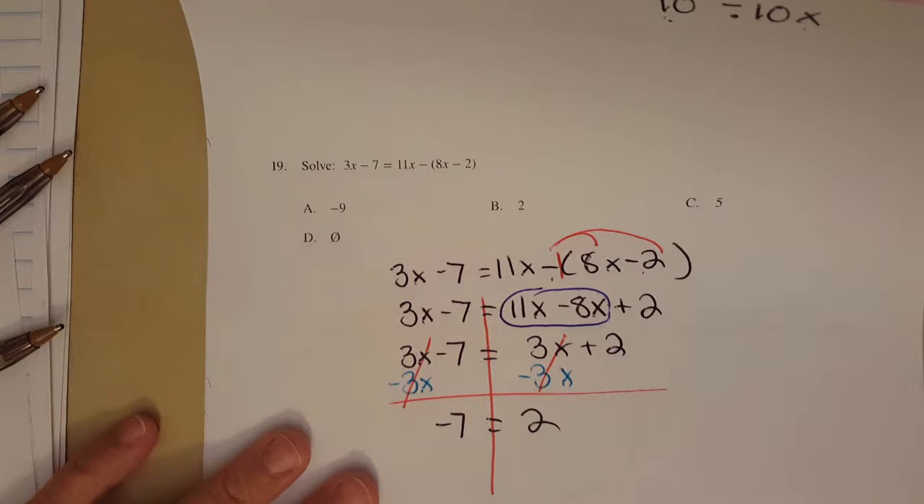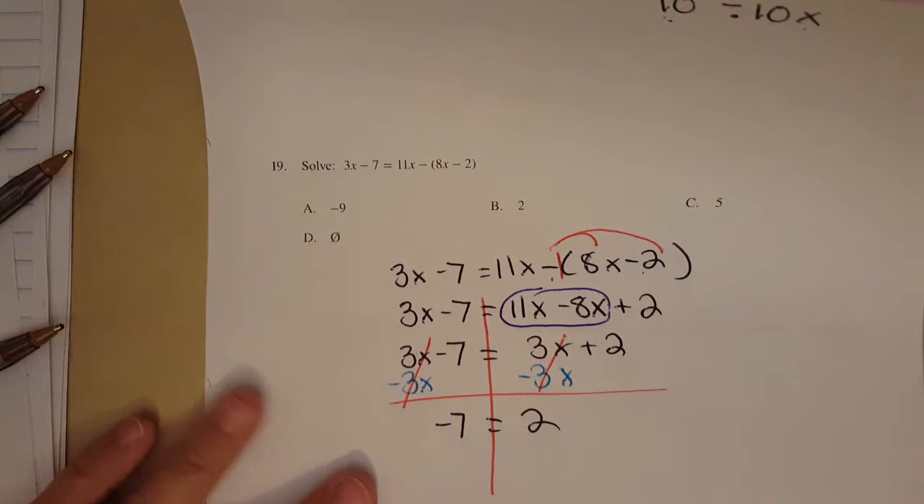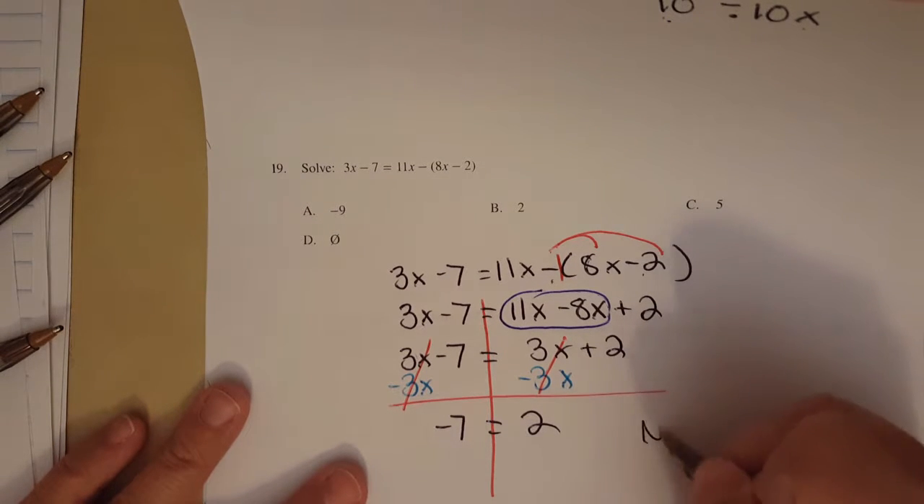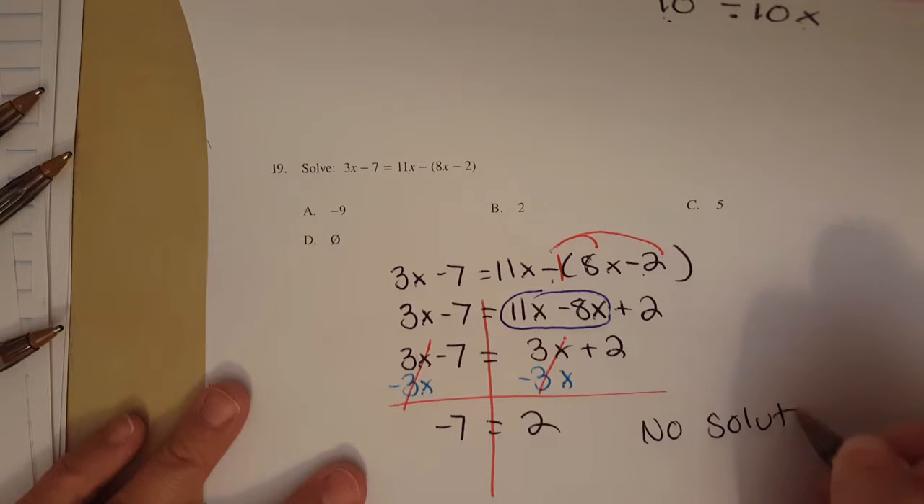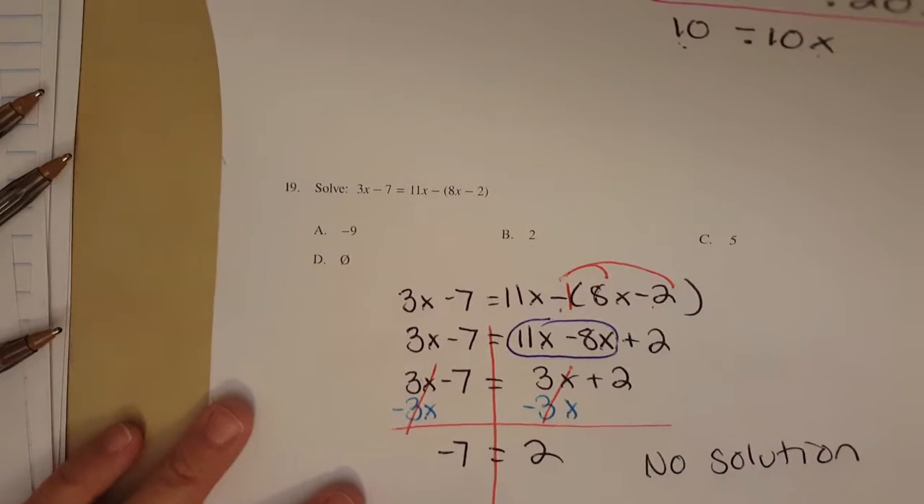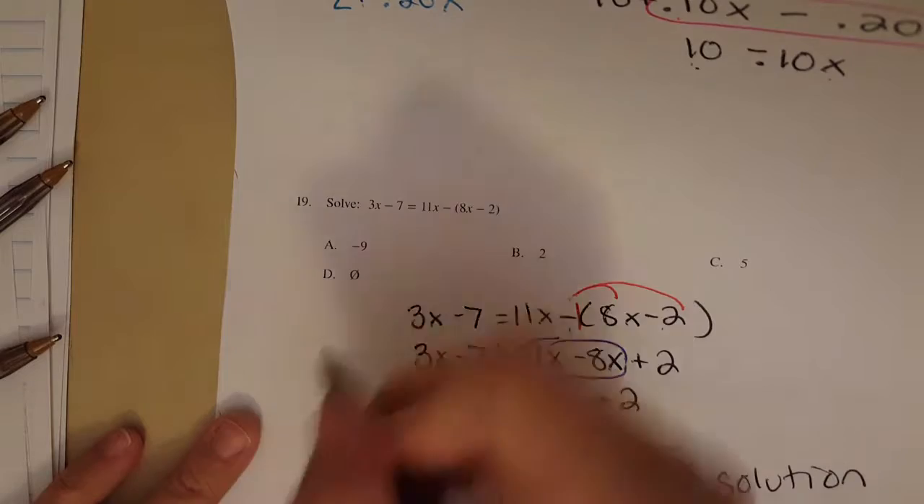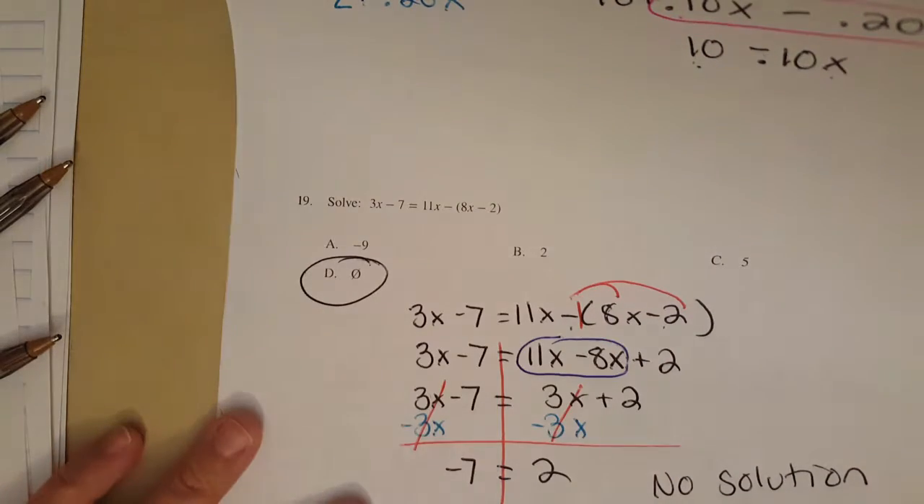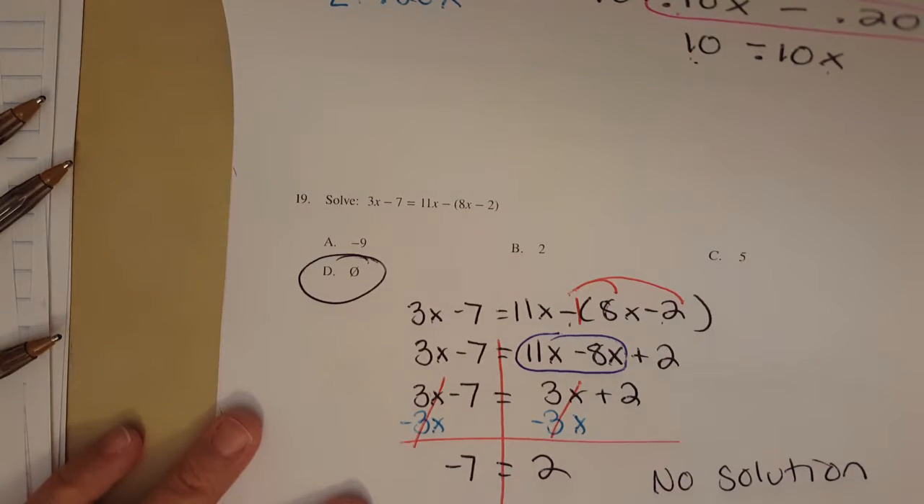That is not true. Negative 7 is not equal to 2, so that is going to be no solution. There's no answer choice that actually says no solution. So you do need to know that this symbol is the symbol that represents no solution.